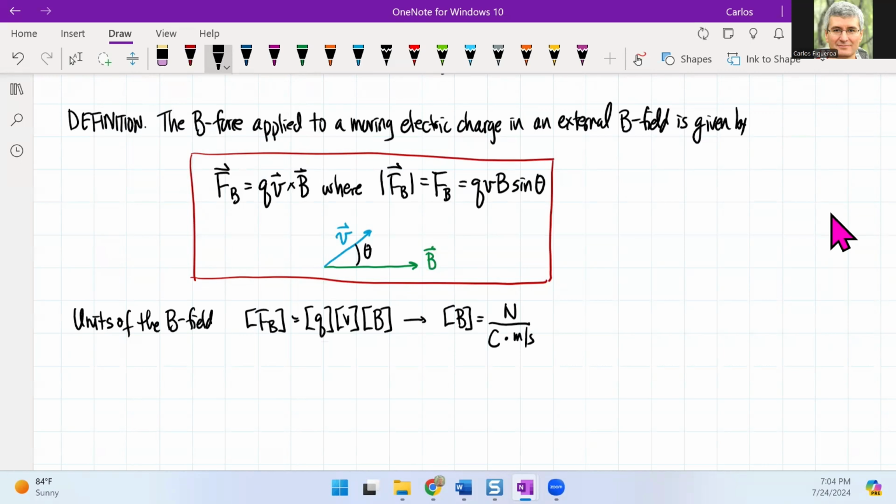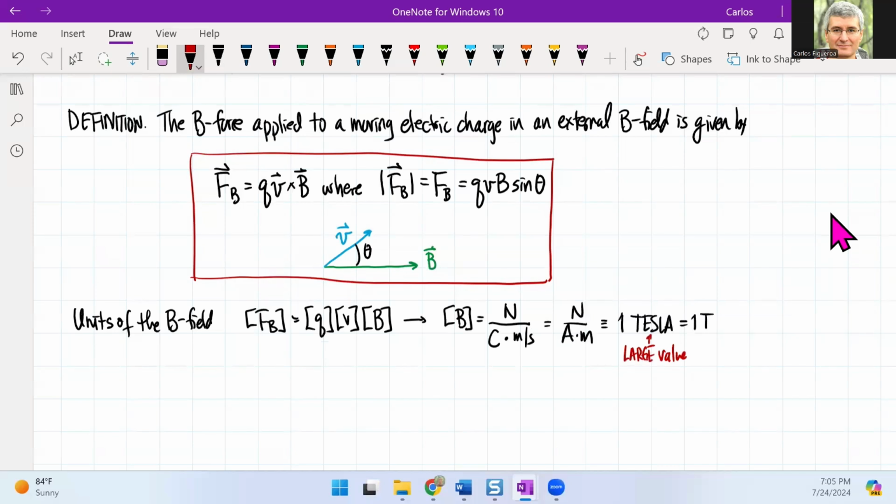What's common here is to take that second and combine it with the coulomb, and then this will read an amp times meter into a Newton. And this, by definition, is 1 Tesla, which is typically written as just T. Now, a Tesla is a crazy number. This is a very large value.